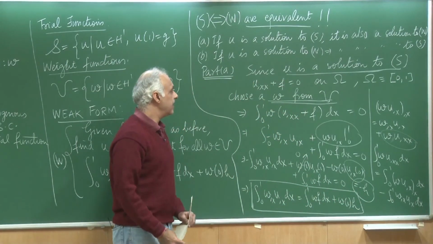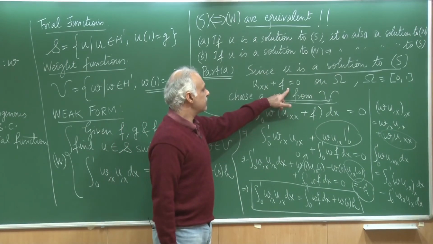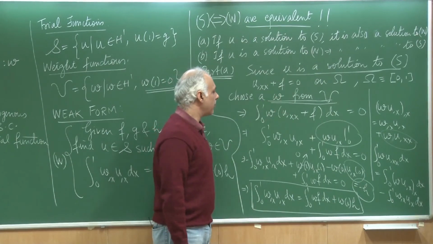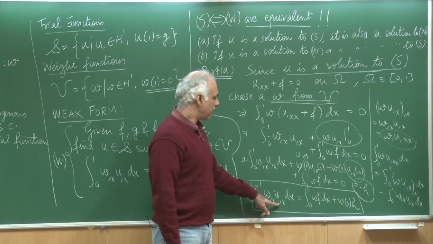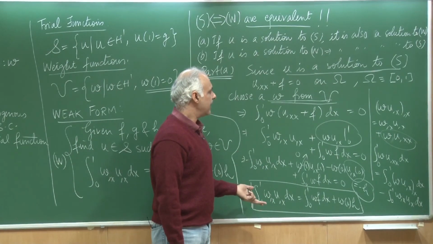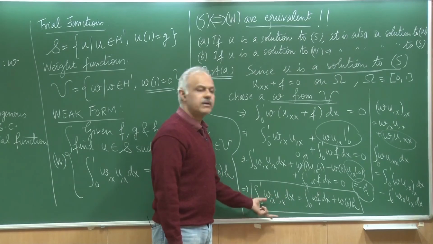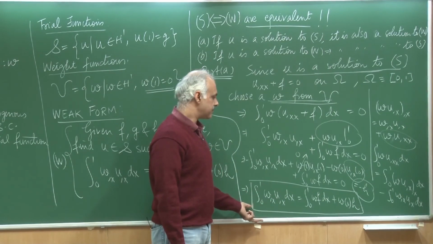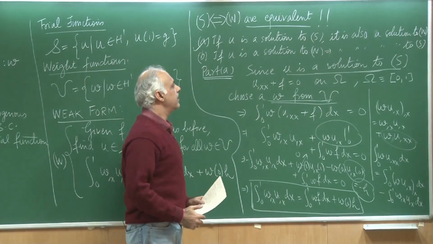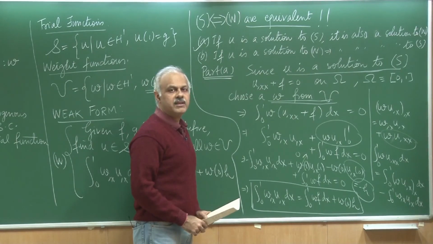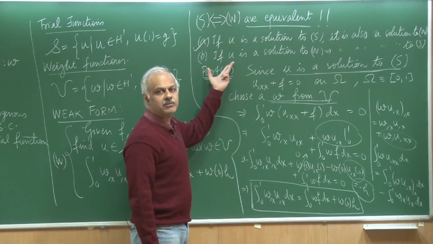And you can see that I have shown part A, which is that if I start with u, which solves the strong form of the problem, then the same u also satisfies the weak form of the problem. So the proof is very simple. I just integrated this term by parts and then juggled around a little bit, and I was able to show the weak form. So the first part is done. Now we will try to show the second part, which is a little bit more tricky.